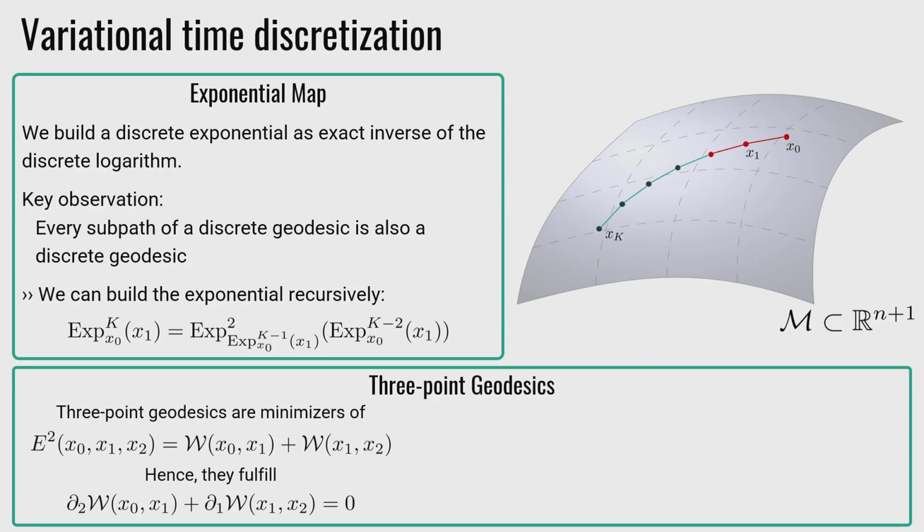You can look at the first derivative, you compute it, and use it for the middle shape, because the first 2 end shapes are fixed. And you see that, okay, my 3-point geodesic has to fulfill this equation, which is just the first order optimality criterion.